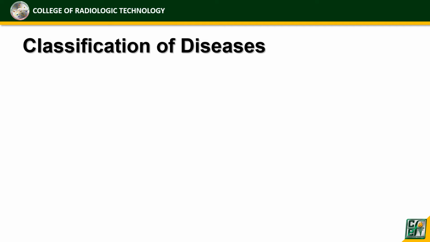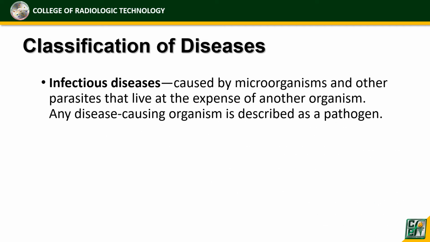Classification of diseases are the following. First, we have the infectious diseases. These diseases are caused by microorganisms and other parasites that live at the expense of another organism or the host. In relation with infectious diseases, these microorganisms that cause diseases are often called pathogens. Patho meaning disease, gen meaning origin.